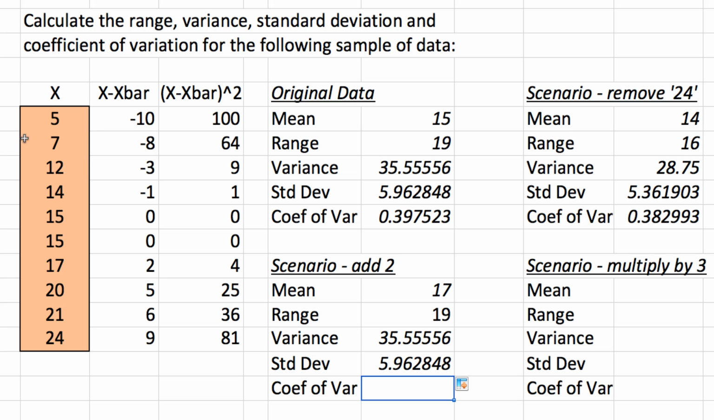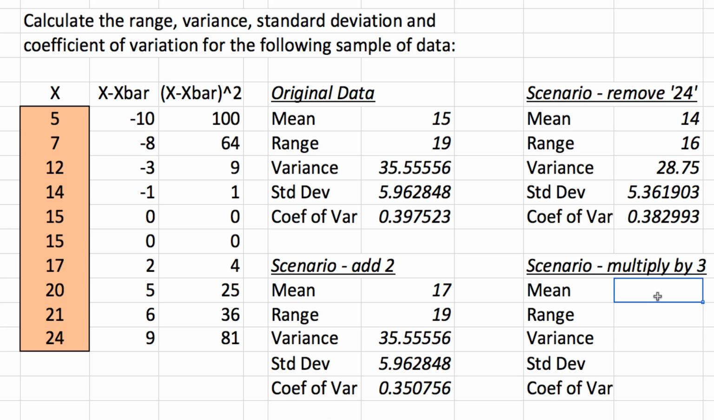Now, what's going to happen to the coefficient of variation, do you think? Is that going to stay the same? It's probably a little bit difficult, but it's actually going to decrease. Why is it going to decrease? The standard deviation is the same as the original data set, but the coefficient of variation decreases here because the mean has increased. Does that make sense? Because the mean is the denominator.